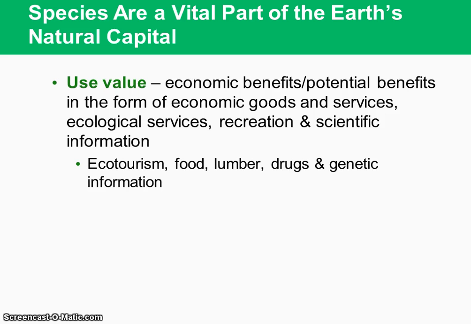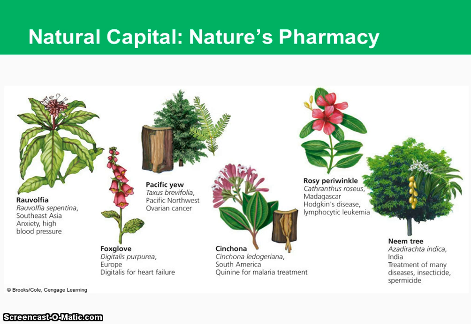Use values, again, tend to be things that we as humans get a benefit from. Economic benefits, again, potentially things like ecotourism, going to watch birds. Food, I talked about paper and lumber. Drugs and genetic information. So there are people that will make the argument that species are most important to preserve because they are useful to us. They have what's called an instrumental value. Use value, very much an instrumental value.